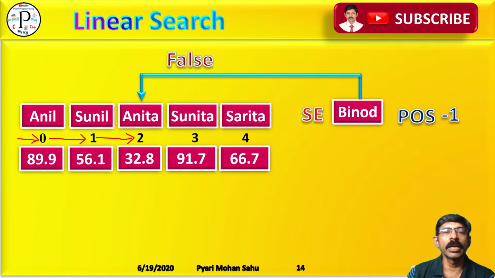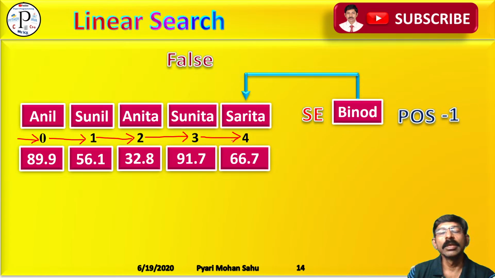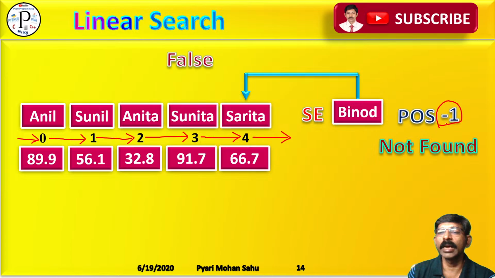Vinod is compared with the second index position. Anita, false again. Increase the index position by 1. It is 3. Vinod is compared with index position 3. Sunita, false again. Again, increase the index position by 1. It is 4. Now, Vinod is compared with Sarita. It is false. Now, after this, it is the end of the array. That means I will come out of it and I will check what is the position? -1. As I said, initially I have taken -1 for the not found case.